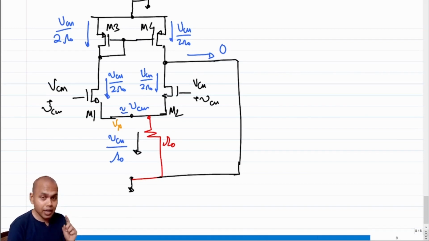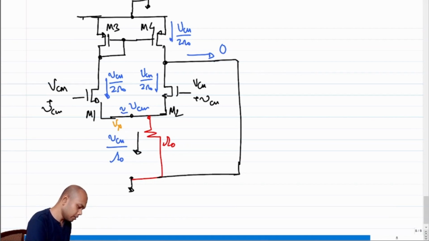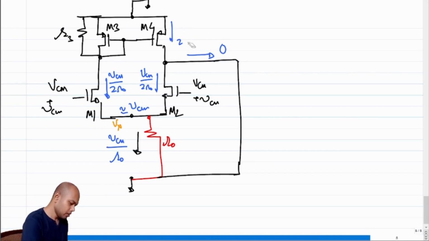But whenever you get something to be 0 or infinity, then you have to step back and start thinking, did I neglect something because of which we are getting 0? Because note that we cannot neglect anything with respect to 0, right? Okay, so what are the things you think we might have neglected? We neglected channel length modulation. We neglected channel length modulation for M3 and M4, right? So if we don't neglect that, what's going to happen? So let's put in channel length modulation, which means that we have R3 and we have R4.